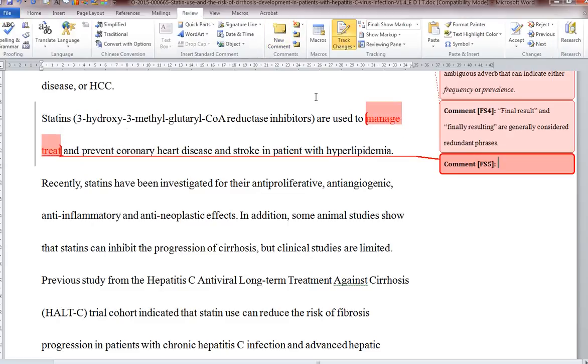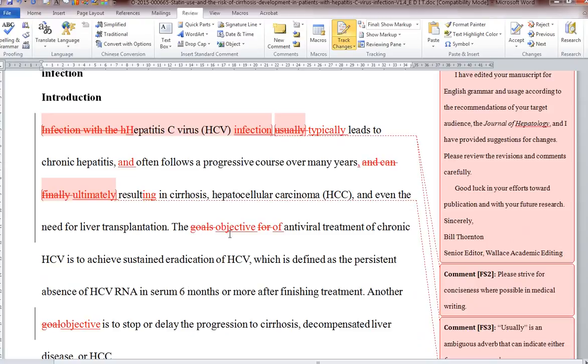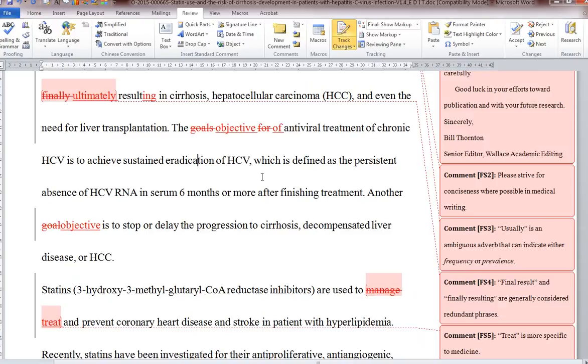Sometimes during the editing process, particularly during commenting, I'll realize that I forgot to comment on something else. Now, what I could do in such instances is make some sort of highlight note to myself. And I was taking a look here, and that reminded me of this clause, which is defined as the persistent absence of HCV RNA in serum 6 months or after finishing treatment. Yeah.